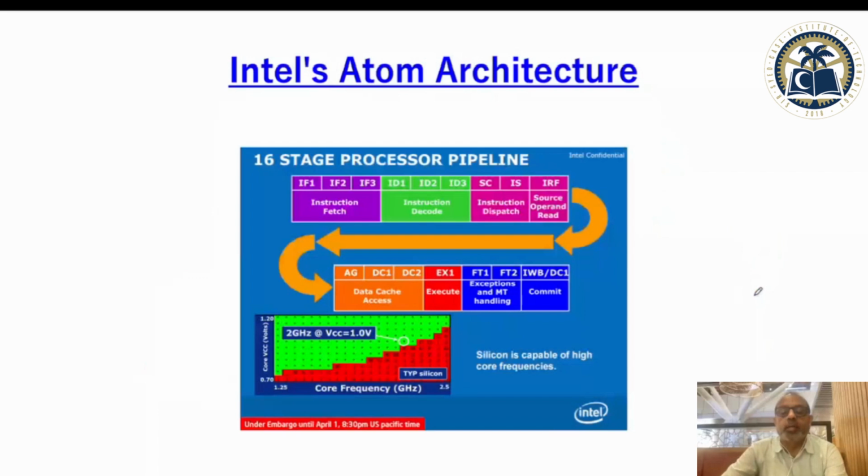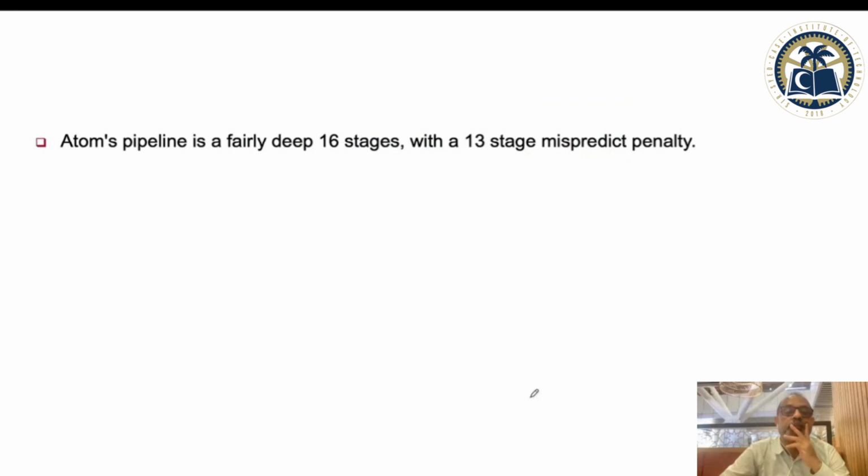So this is, as I already explained, Intel's Atom architecture, which has 16 pipeline stages. There is instruction fetch in 3 cycles, instruction decode in 3 cycles, instruction dispatch in 2 cycles, source operand read in 1 cycle, data cache access, if it needs to, will take 3 cycles, execute in 1 cycle, exception handling is another 2 cycles, and a commit, maybe writing it back, is another cycle. So this pipelining is fairly deep. It is 16 stages, and there is a 13-stage misprediction penalty.